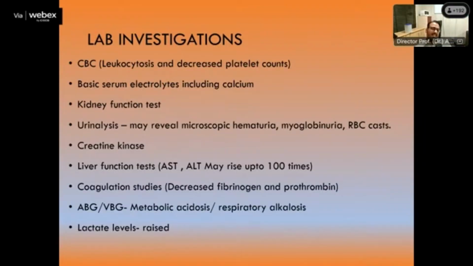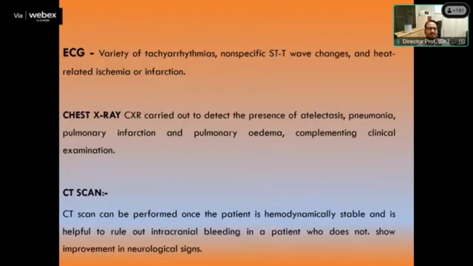So lab investigation, as expected, there will be leukocytosis, high PCV, decreased platelet count. Then we can have microscopic hematuria, myoglobinuria in urine analysis. SGOT-PT may go up as much as 100 times. We can have disturbed coagulation study, and metabolic acidosis in the ABG, with lactate levels being raised. ECG may show a variety of usually tachyarrhythmias. Bradyarrhythmias are less commonly seen, with non-specific ST-T changes secondary to heat-related infarct.